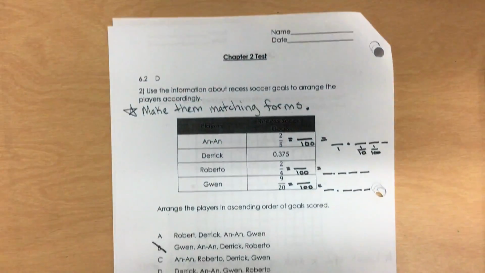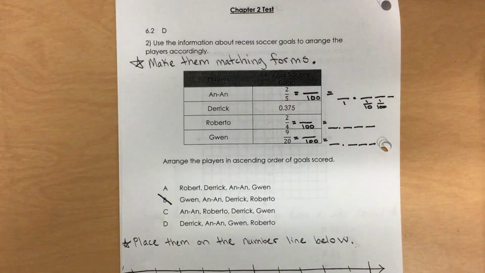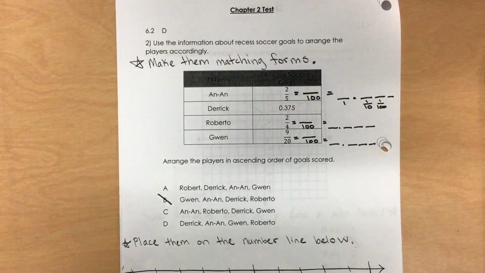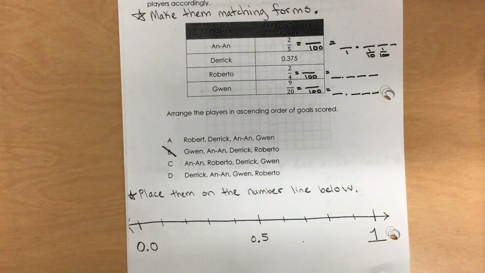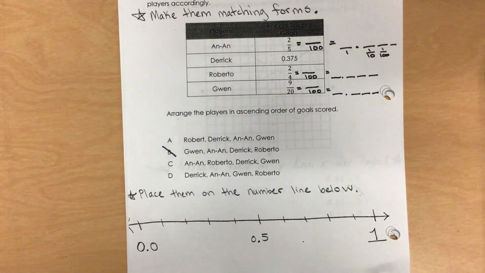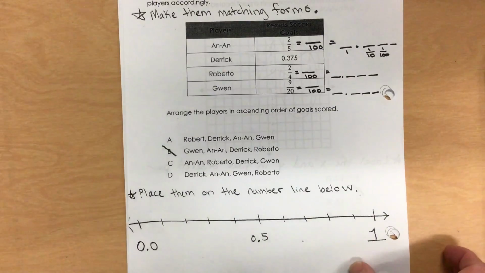Number 2. Use the information about recess soccer goals to arrange the players accordingly. Make them matching forms. Remember to change them either all to fractions, decimals, or percents. Then arrange the players in ascending order of goals scored. Remember, ascending means least to greatest.